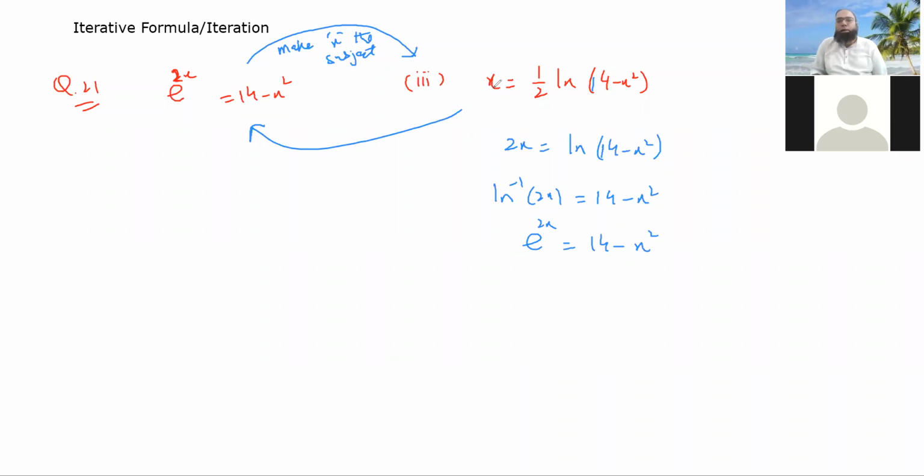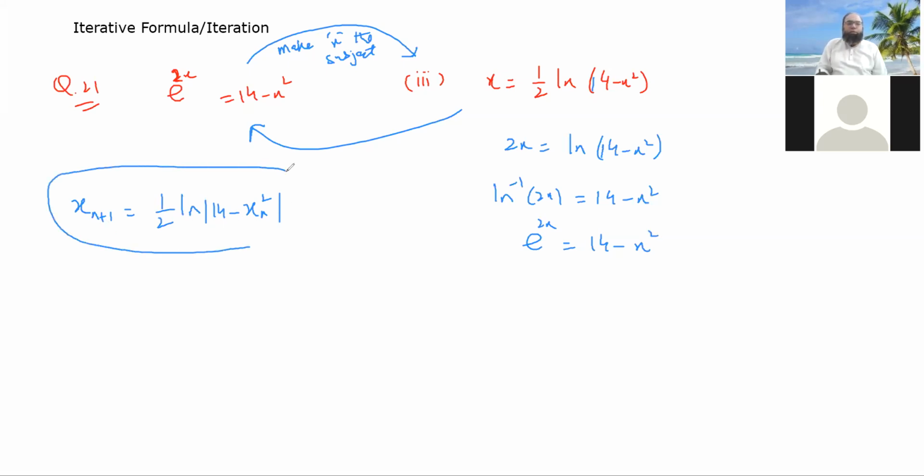Now I have done that in my FSc. Once you have x made the subject, you write it like this: x n plus 1 equals half ln of 14 minus xn squared. You put n plus 1 with this, and this thing is called the iterative formula. Now you must be thinking, what the hell is this? Definitely it is normal to think like this.